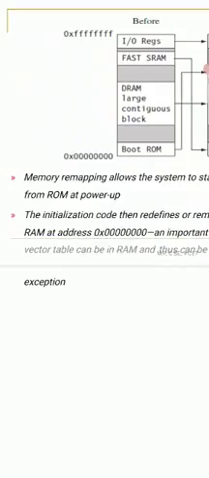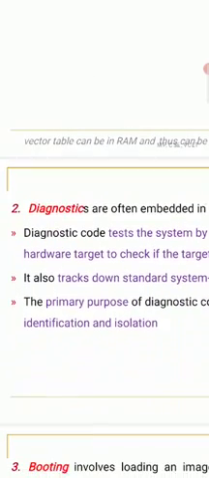Second point is diagnostics. Diagnostics are often embedded in the initialization code. Diagnostic code tests the system by exercising the hardware target and checks if the target is in working order. It also tracks standard system-related issues. The primary purpose of diagnostic code is fault identification and isolation.